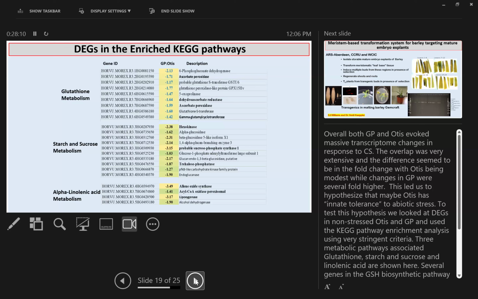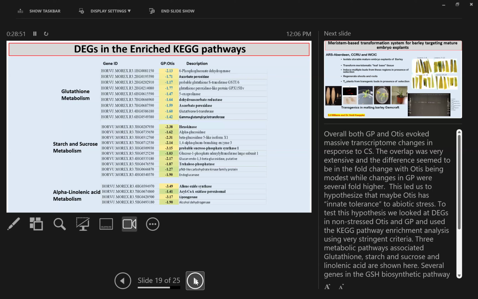Okay, coming to starch and sucrose metabolism, hexokinase. There are lots of papers out in Arabidopsis and on other model systems, even in rice, that if you overexpress hexokinases, it really helps the plant to tolerate a lot of oxidative stresses. And trehalose phosphatase is a key enzyme which is important for the biosynthesis of trehalose, which is an osmolyte important for drought stress tolerance. So the yellow band there shows how much higher it is in Otis compared to GP. The negative sign is because I'm looking at the GP to Otis ratio here. So that means it is 2-fold or 3-fold higher in Otis compared to GP.